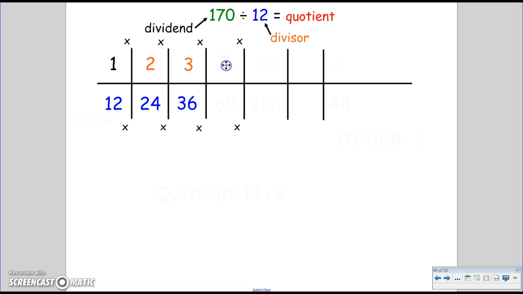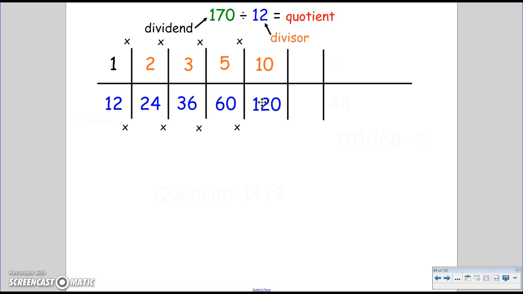I know that mentally I can multiply 1 by 5. 1 times 5 gives me 5. 12 times 5 gives me 60. While I'm getting a little bit warmer, I'm still not quite there yet. In this case, I may decide to jump straight to the number 10. 1 times 10 gives me 10. 12 times 10 gives me 120. We're definitely a little bit closer now.